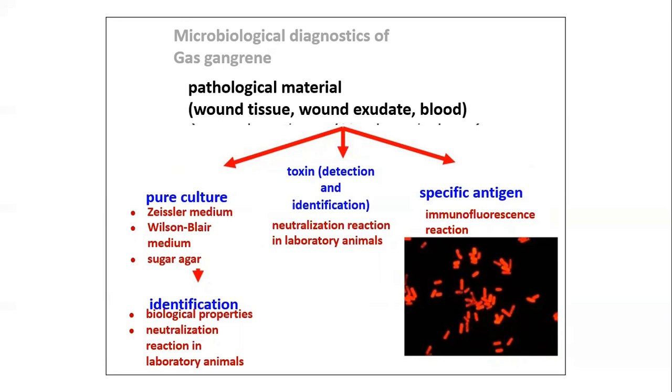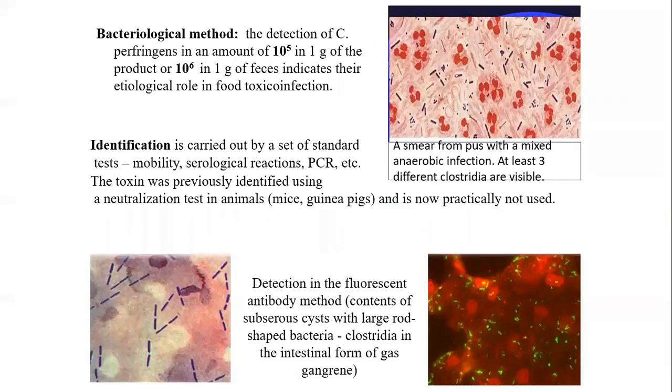Bacteriological method. The detection of Clostridium perfringens in an amount of 10 to the power of 5 in 1 gram of the product or 10 to the power of 6 in 1 gram of feces indicates their etiological role in food toxicoinfection. Identification is carried out by a set of standard tests: mobility, serological reactions, PCR, etc. The toxin was previously identified using a neutralization test in animals and is now practically not used.